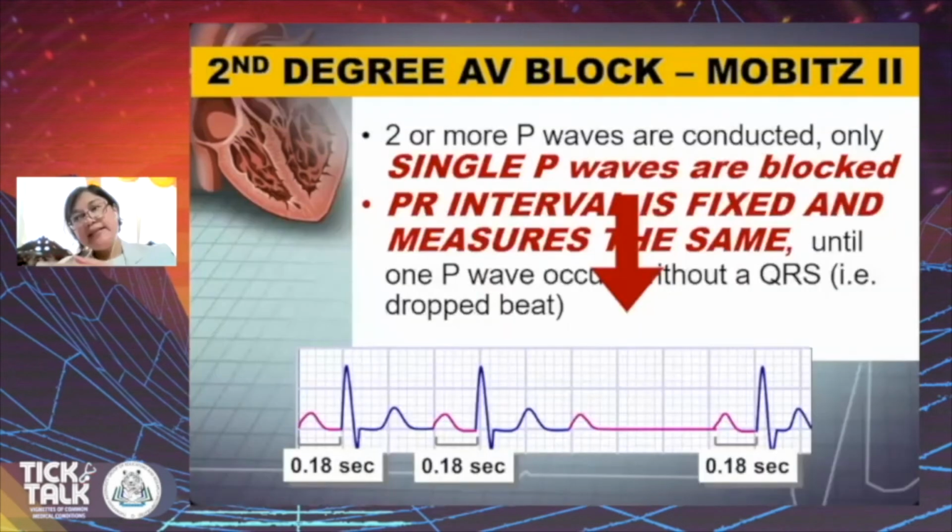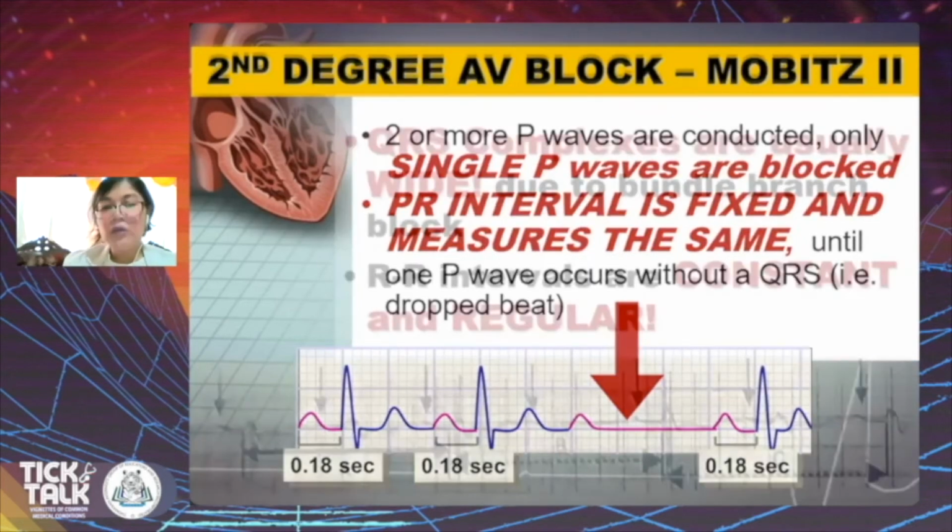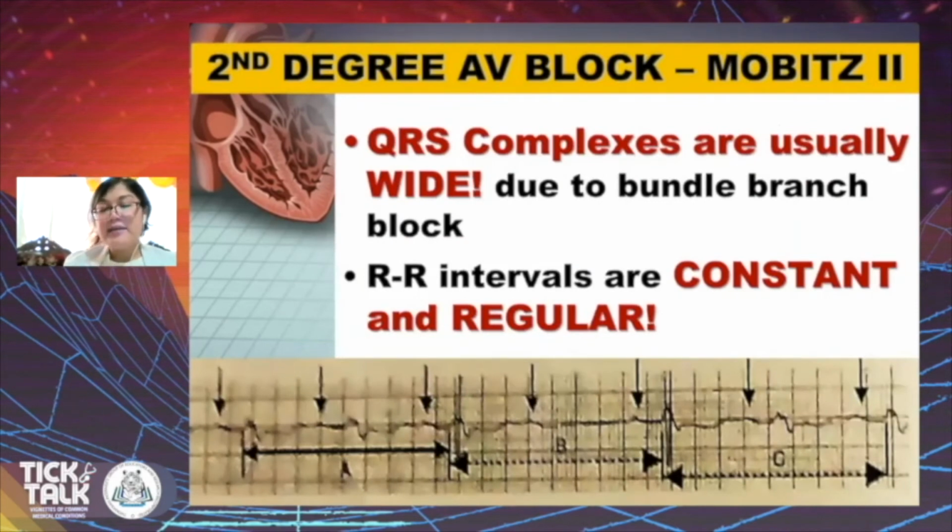On the other hand, if we talk about Mobitz type 2, again, there's only one single P wave that is blocked. And if you get to see the PR interval before or preceding the actual drop beat, they're not progressively lengthening. QRS complexes are also more often than not wide. The PR intervals more often than not are constant, and the actual pulse rate of the patient, if checked, is appearing to be regular.